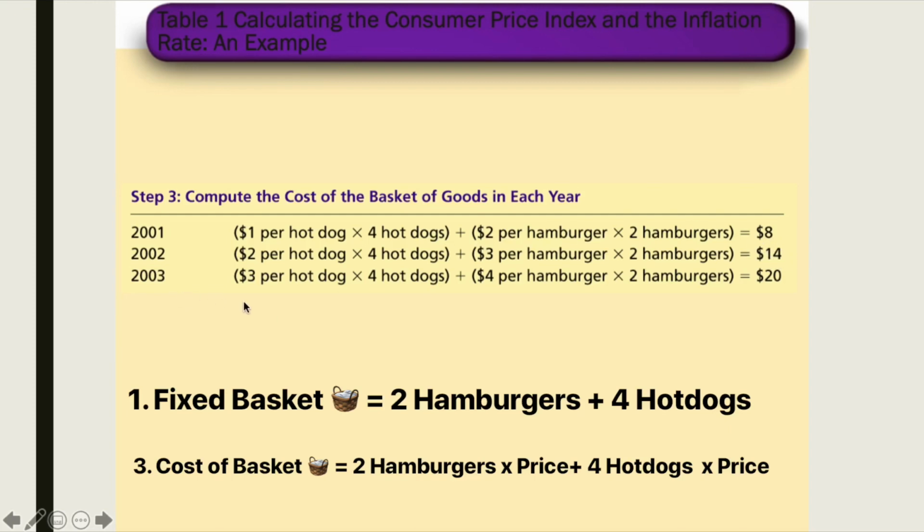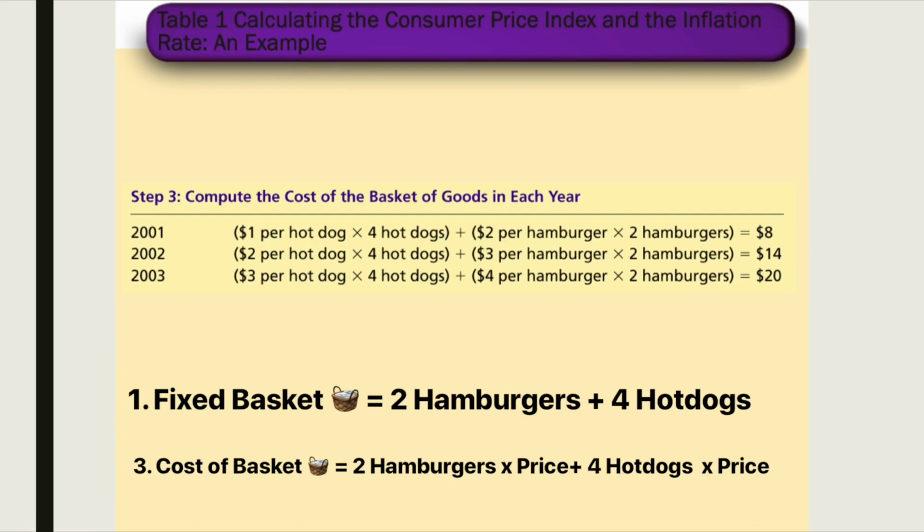In 2003, hot dogs have become more expensive. They're selling at $3 now, and 3 into 4 would give you the cost of buying the 4 hot dogs, and 4 into 2 would give you the cost of buying the 2 hamburgers. And ultimately, that year to buy the same basket, you'd have to spend $20.